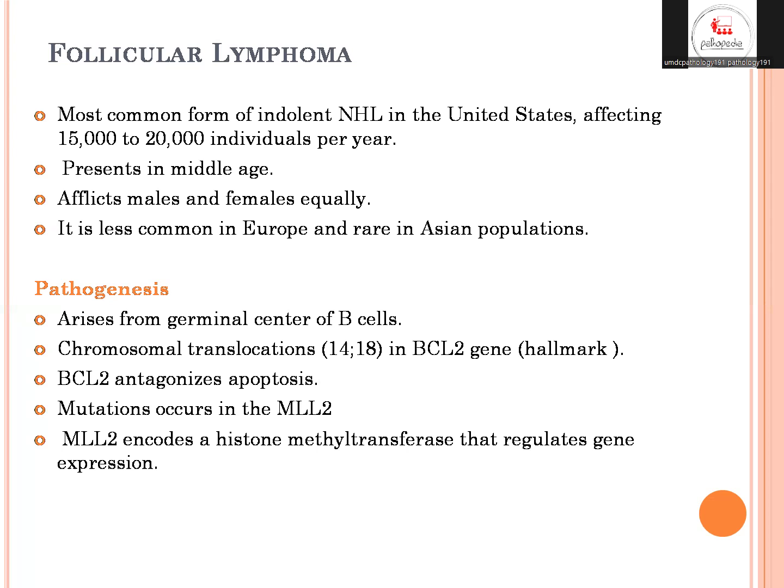The chromosomal translocation between chromosomes 14 and 18 involving the BCL2 gene is the hallmark of follicular lymphoma. Basically, BCL2 antagonizes apoptosis, and mutations occur in MLL2, which encodes a histone methyltransferase that regulates gene expression.